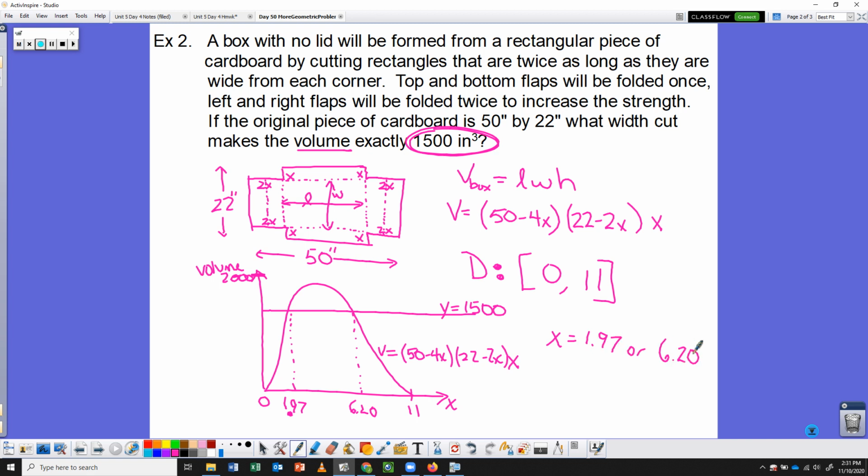That is, let me just go back, what is the width of the cut? And if you look at your picture, the width of the cut is x, so we have properly found the answer for this question.